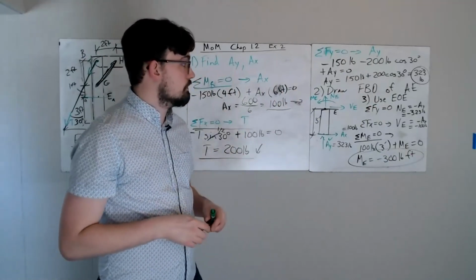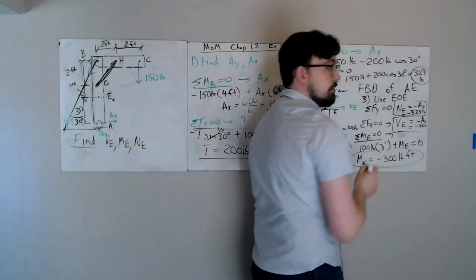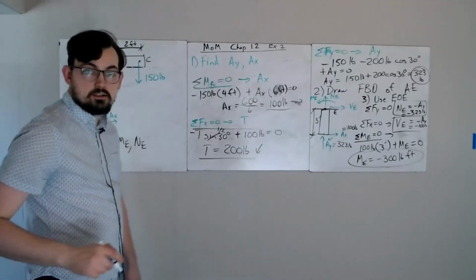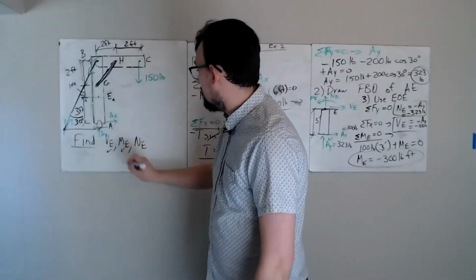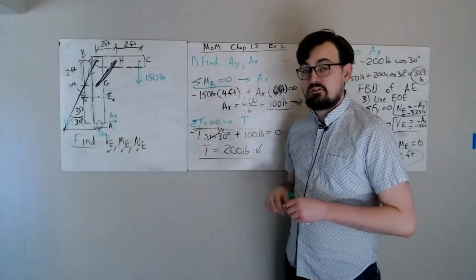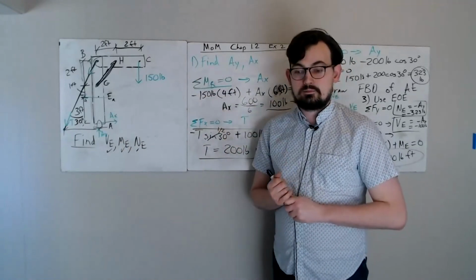Now we have our moment, we've got our shear, we've got our normal force. If we go back to our find, which we should always do at the end, we've got shear, we've got moment, and we've got normal force at E. And that's how you find the internal force in a column.